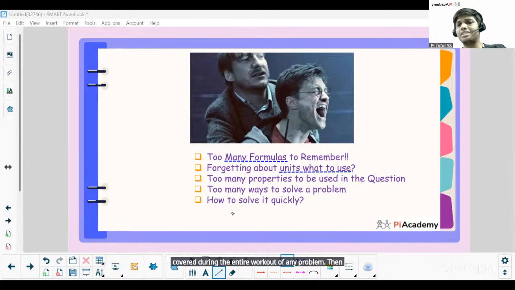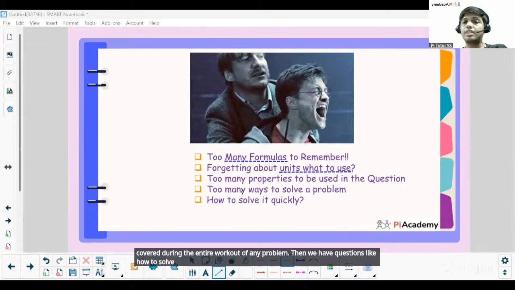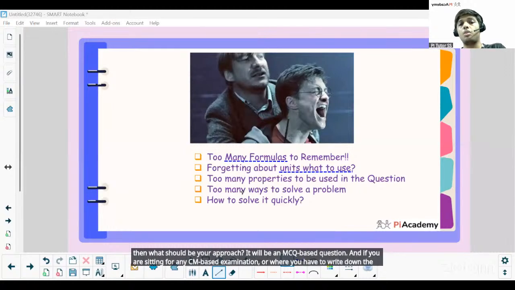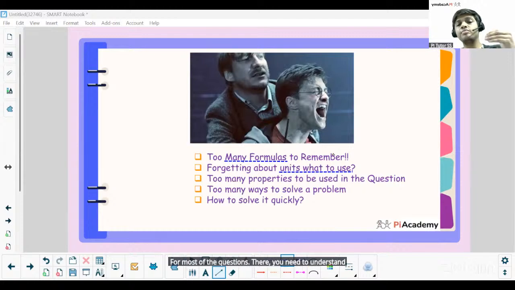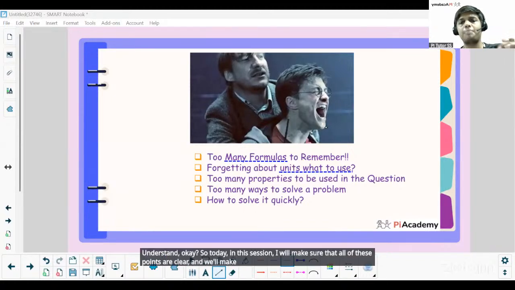Then we have questions like how to solve any question quickly. If you are sitting for any GL examination, then what should be your approach? It will be an MCQ based question. And if you are sitting for any CM based examination, or where you have to write down the answers for most of the questions, there you need to understand that you are going to explain the entire solution as well. So how are you going to frame the entire structure is also what you need to understand. Okay, so today in this session I will make sure that all of these points are clear, and we'll make this Harry Potter happy back again.